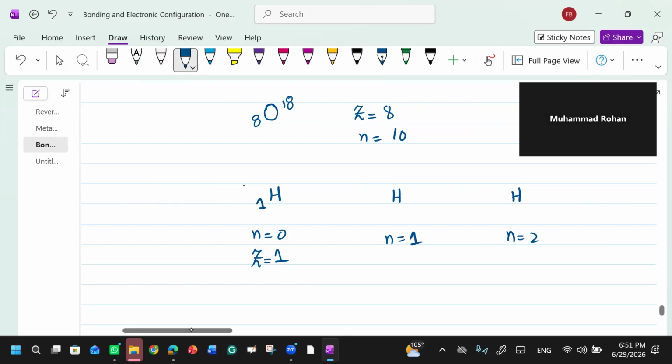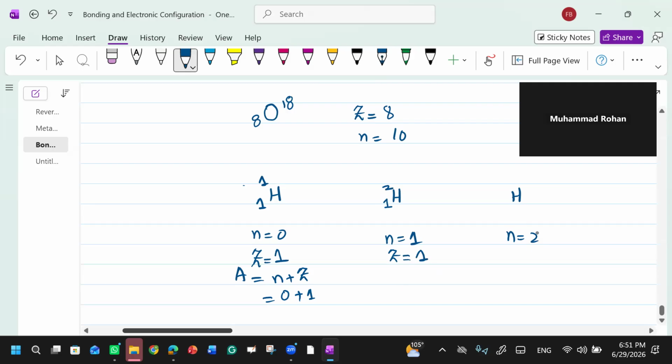And what will be the mass number? 1. Yes. How do we calculate the mass number? A is calculated by N plus Z, right? The number of protons and neutrons. Are you clear with this? Okay, now for the second one, it would be 1 as well. Good. Now for the last one, the proton number is 1, and the mass number would be 2.